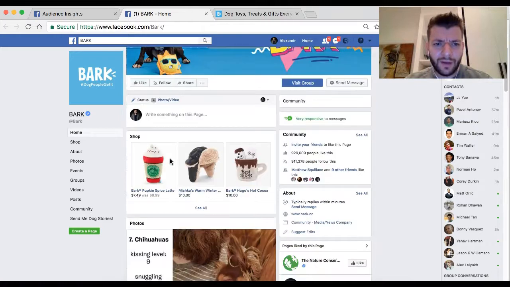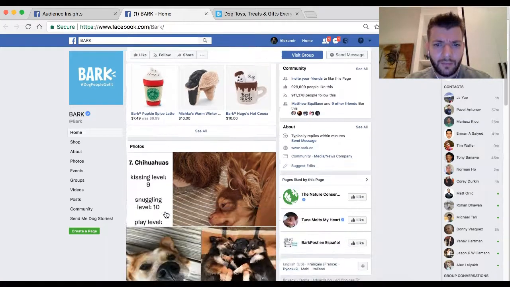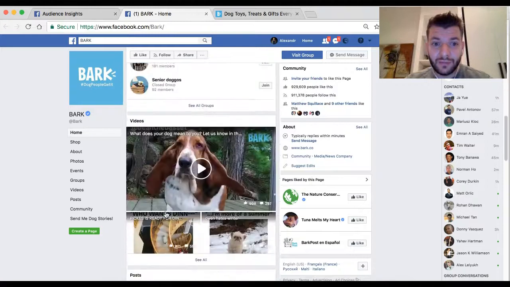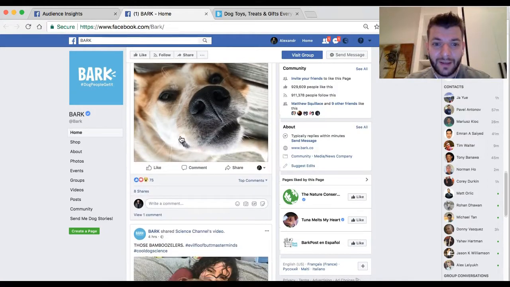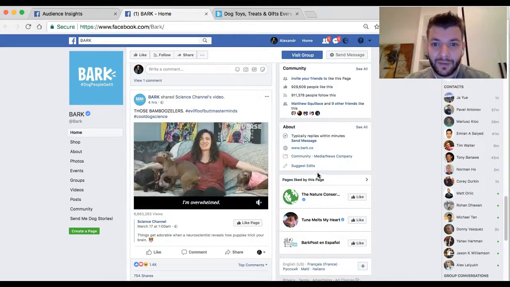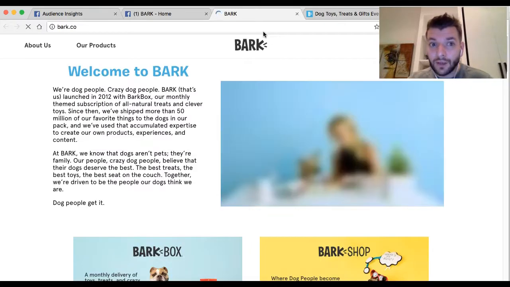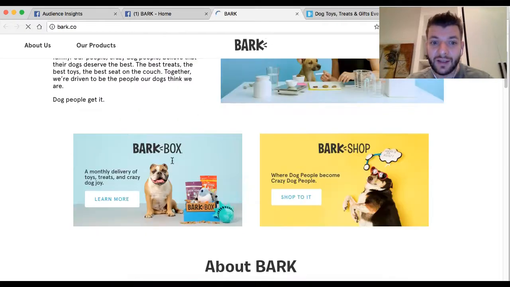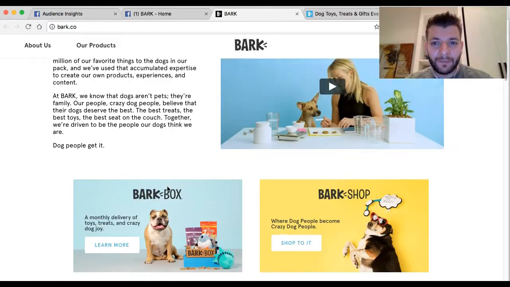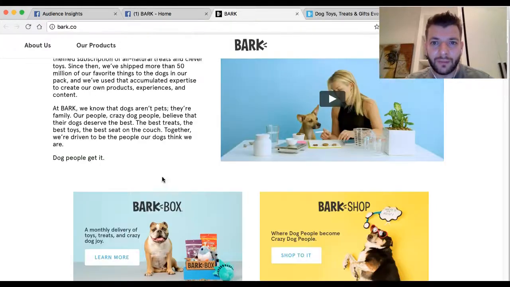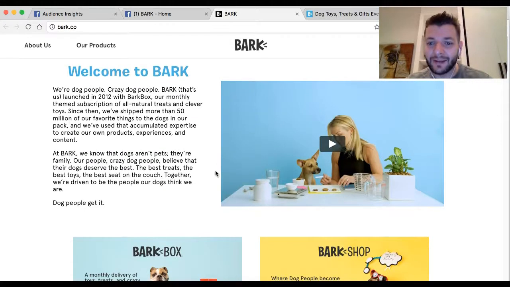What you can find out here is that there are some products that they sell, and if you go to their website, we want to identify if it's just a page for people who like dogs, or if they actually sell any products. So BarkBox, the companies that we have identified, these are our competitors. That's a part of Bark.